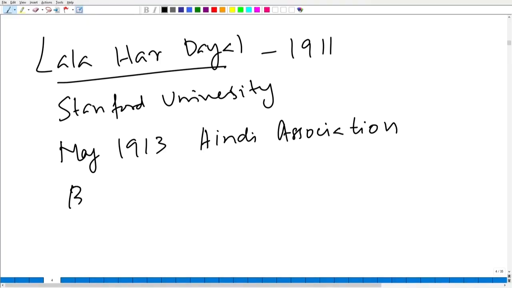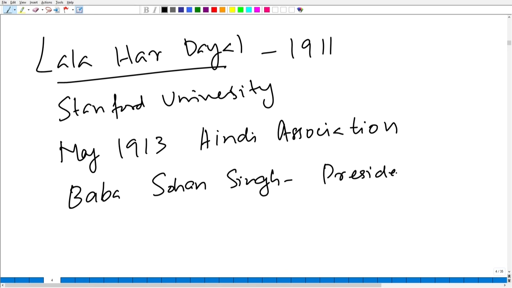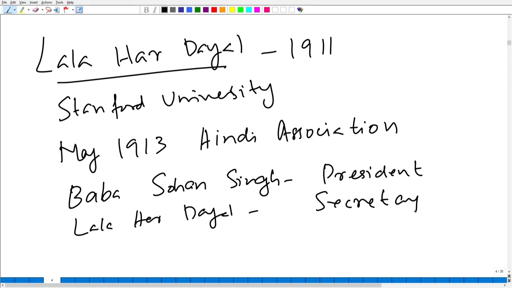Baba Sohan Singh was the president and Hardayal was the secretary. Later, the name of Hindi Association was changed as Hindustan Gadhar Party.